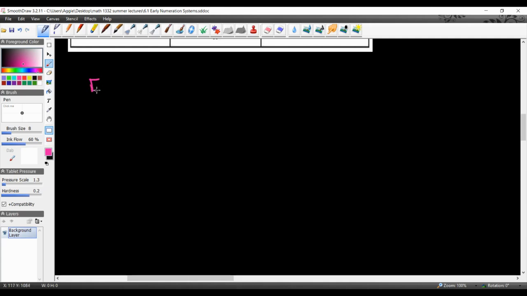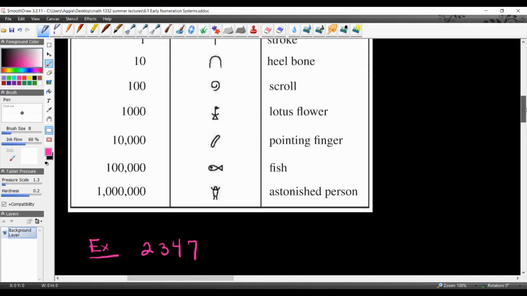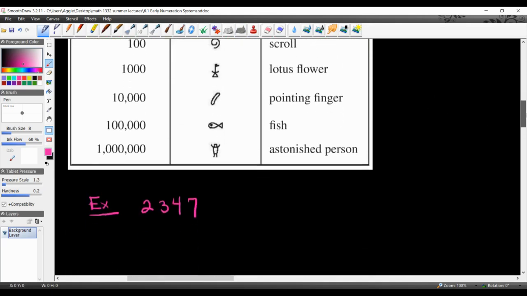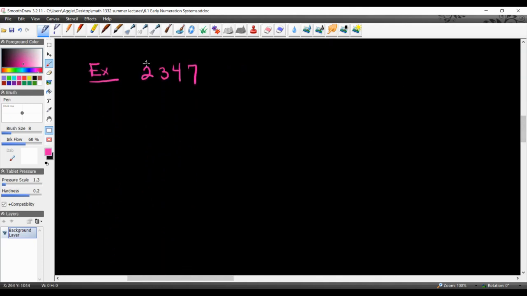So let's say we have, I'm just going to make one up right here, 2,347. If I were to write this number in terms of these numbers up here, the Egyptian hieroglyphics, I would first want to see how many of each type of number I have. Meaning, how many thousands do I have? How many hundreds do I have? How many tens do I have? And how many ones do I have?